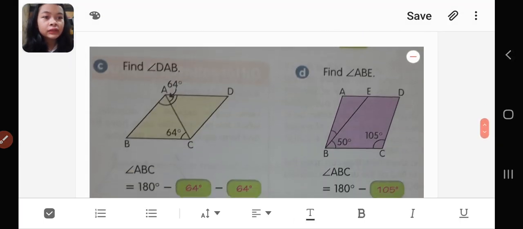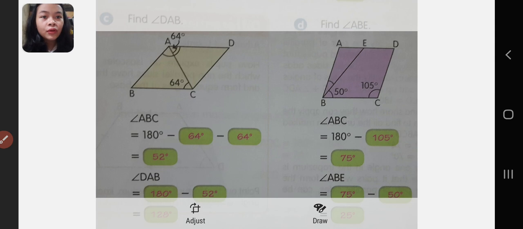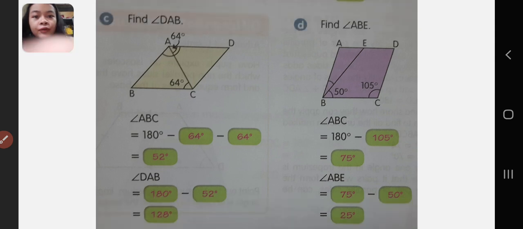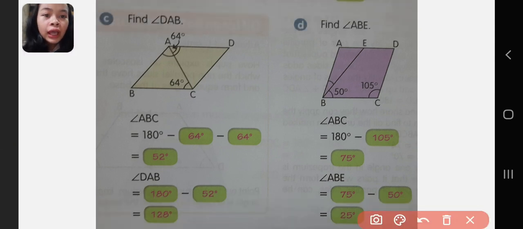That is for A and B. Now for C and D. So ABC, find the DAB, this one, the little part. How to find that? We must know ABC first. Why ABC first?